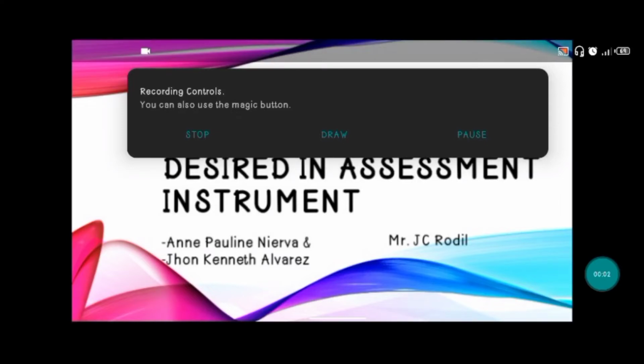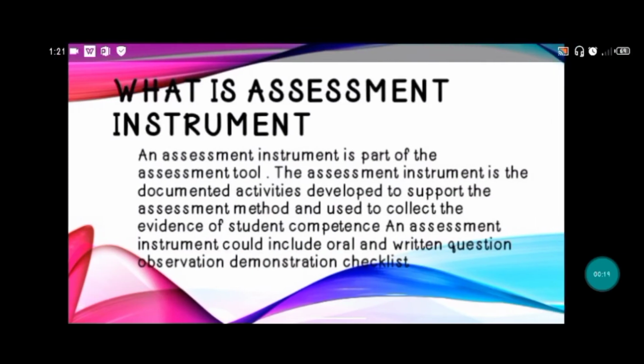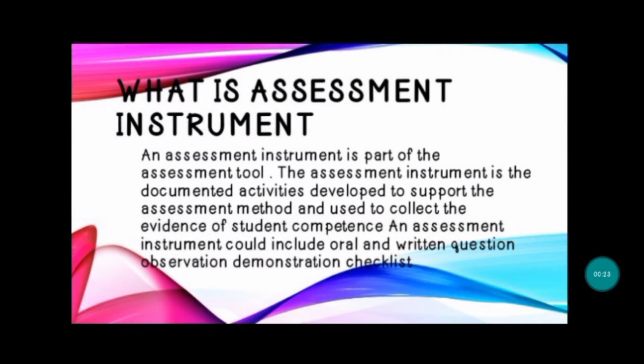Good afternoon, everyone. This is Antolin Yerva, and the topic we are going to discuss is about qualities, characteristics desired in an assessment instrument. But before that, let's find out what assessment instrument is. So, what is assessment instrument?